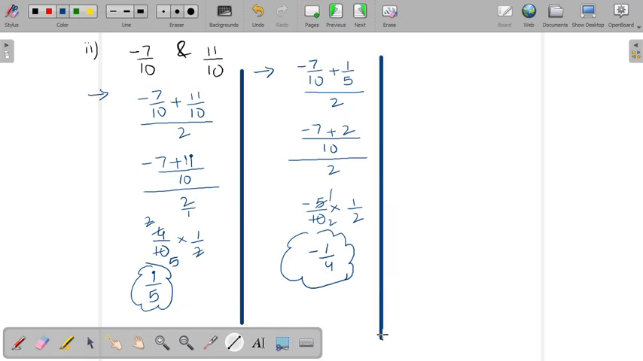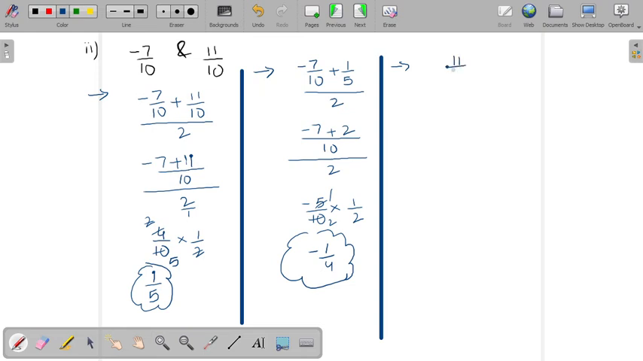what will you do? Now you can make the pair of 11 by 10 and minus 1 by 4, or you can make the pair of 11 by 10 and 1 by 5 also. It's on you. Whatever pairing you want to make, you can make it, but remember that the pairing should not be repeated. So next rational number, let's go for the next.